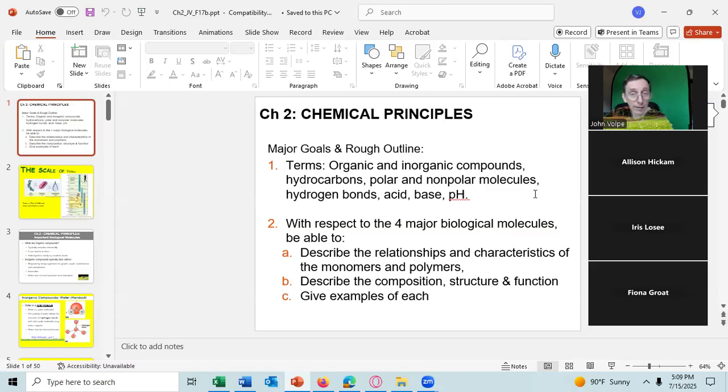Chapter 2, the chemical principles, the major goals, and a rough outline is shown in this slide. Know the terms. What's an organic compound? What's an inorganic compound? What's a hydrocarbon? What are polar and nonpolar molecules? What are hydrogen bonds? What's an acid, a base, and what is the pH? With respect to the four major biological molecules, be able to describe the relationships and the characteristics of monomers and polymers. Let me back step a bit and say the four major biological molecules.